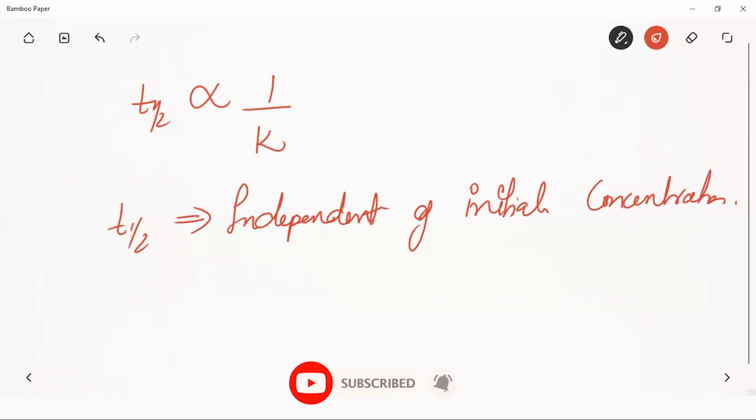So these types of questions usually come in the exams. How the T half, about the T half of first order reaction, second order reaction, zero order and first order, is very important because it is usually asked in the exams about T half calculation, etc.